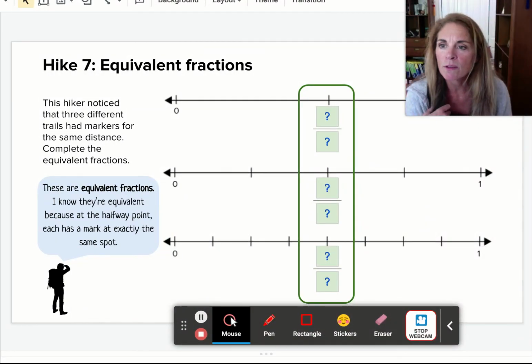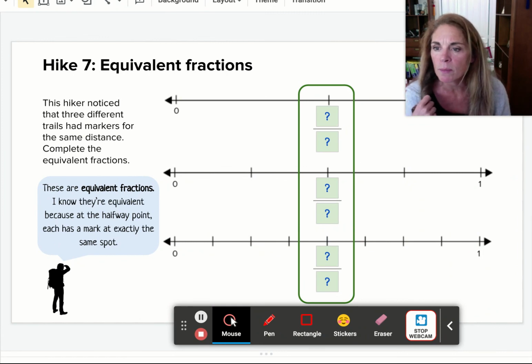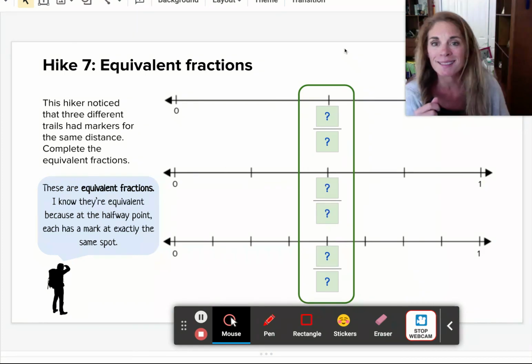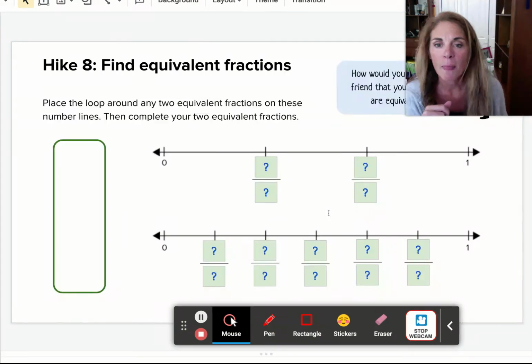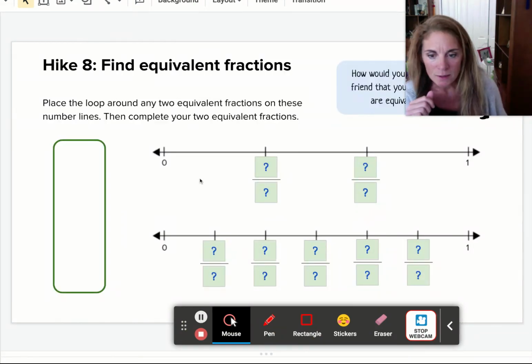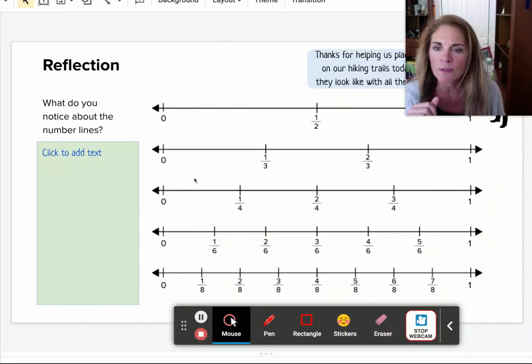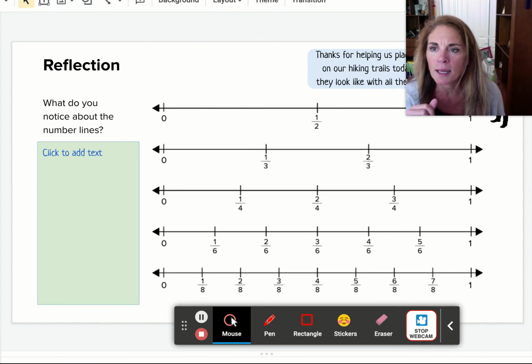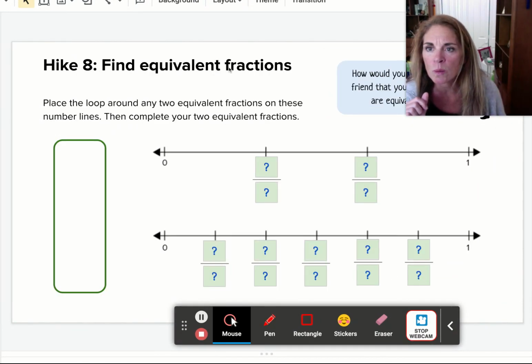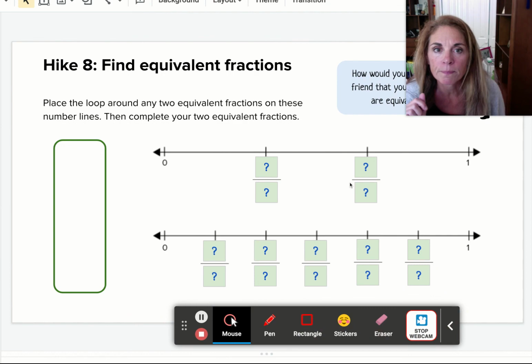These are equivalent fractions. I know they're equivalent because at the halfway point, each mark is exactly the same spot. But we wouldn't write the same fraction. How many parts is this fraction? That goes in the denominator. All right. So work through these slides, do your very best. And then we're going to also work on a student book page today.